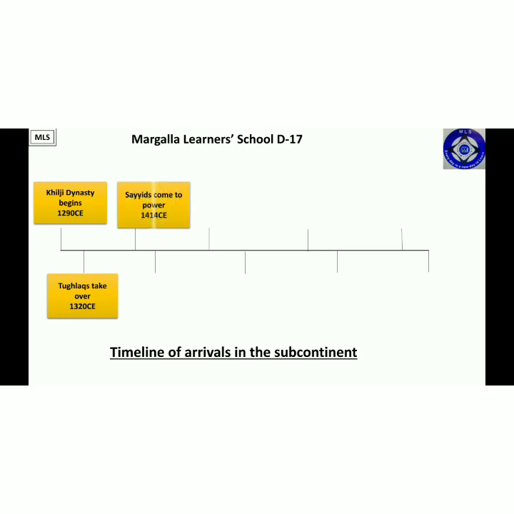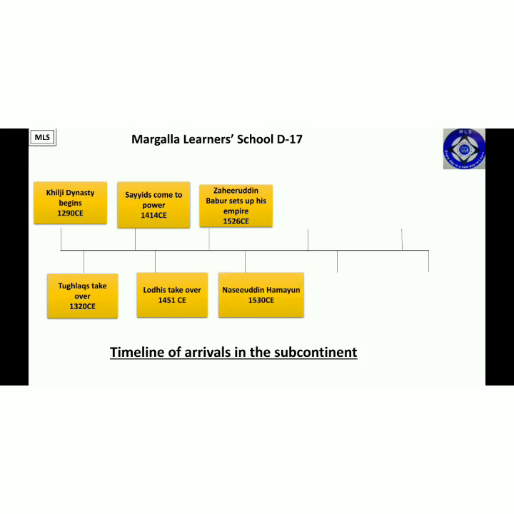Moving forward, the Sayyids came to power after the Tughlaqs. And then in 1451 Common Era, the Lodhis take over. The Lodhis are also one of the rulers in the subcontinent. And then Zahiruddin Babur sets up his empire. He is also one of the famous rulers in the subcontinent. You may have heard the stories of his bravery.